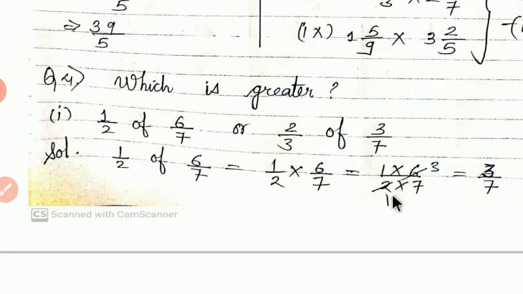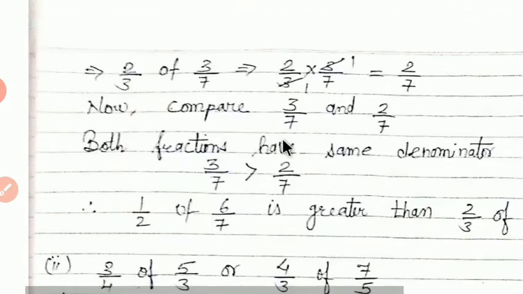So 1 into 6 upon 2 into 7. Or you can cut it as 2 ones are 2, 2 threes are 6, or 3 by 7. So 1 by 2 of 6 by 7 is 3 upon 7. Now I'll find the answer of 2 by 3 of 3 by 7. So 2 by 3 into 3 by 7. 3 ones are 3, 3 ones are 3. So left is 2 by 7.